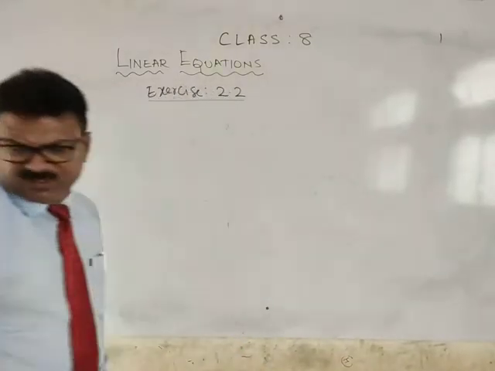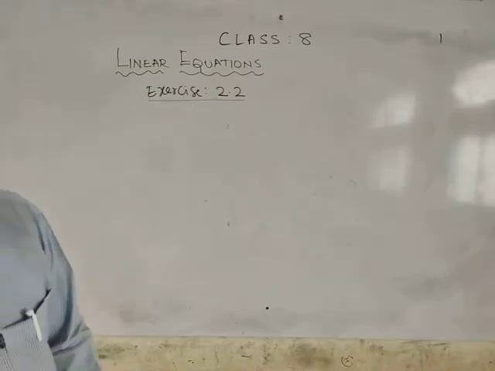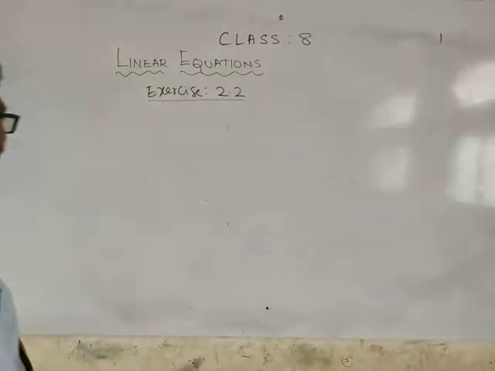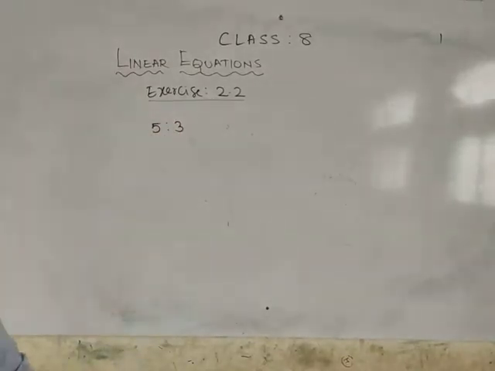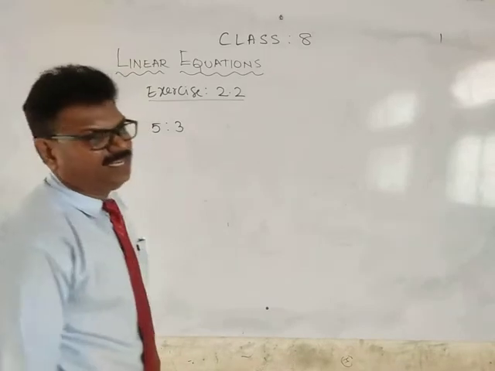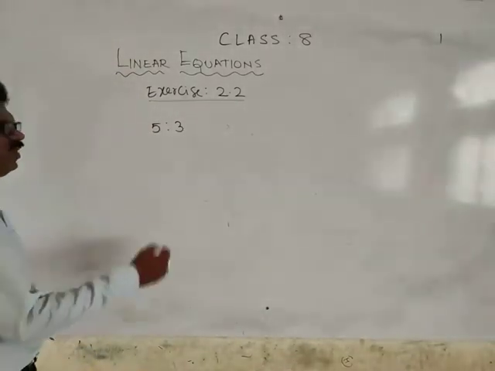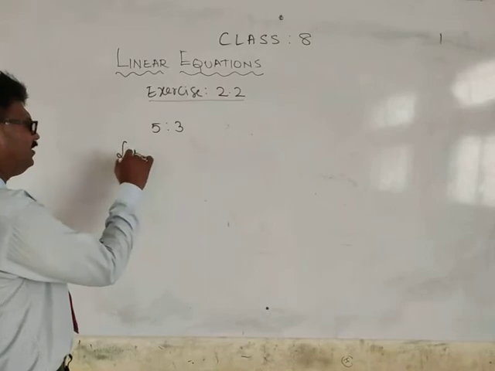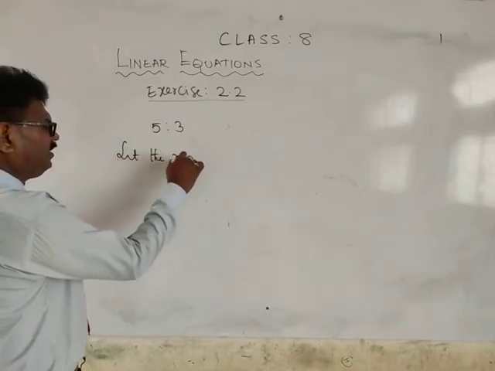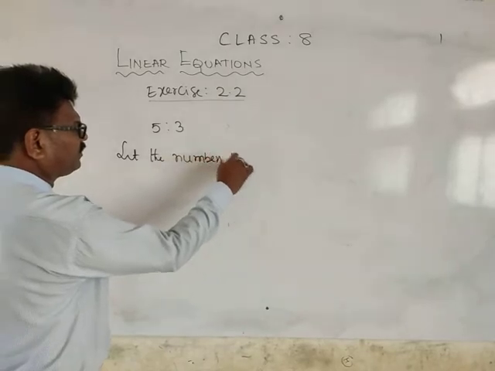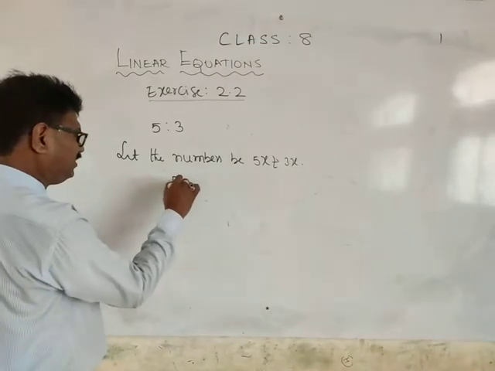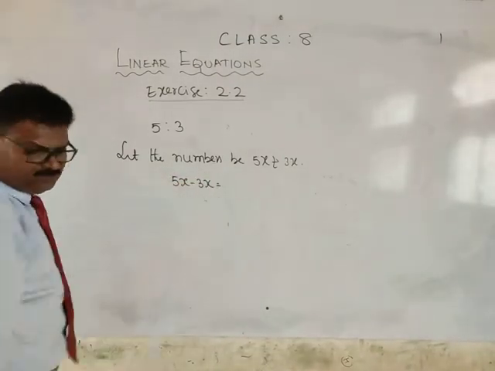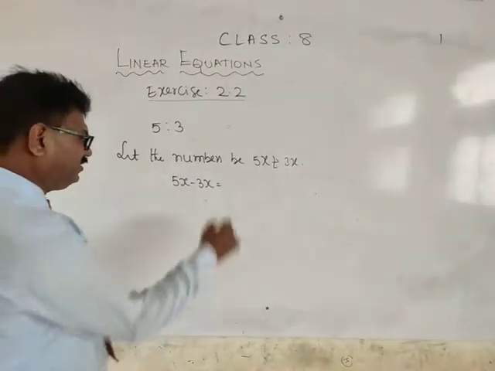One more problem. Two numbers are in the ratio 5:3. If they differ by 18, very simple. If they differ, what does that mean? So you can write, let the numbers be 5x and 3x. Differ means difference. 5x minus 3x is equal to how much? 18.